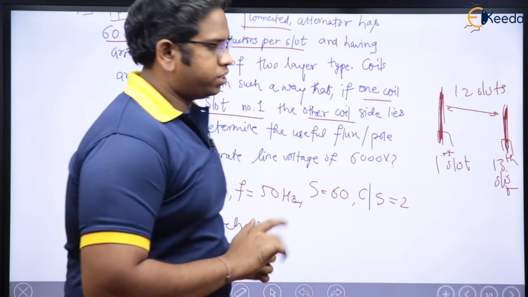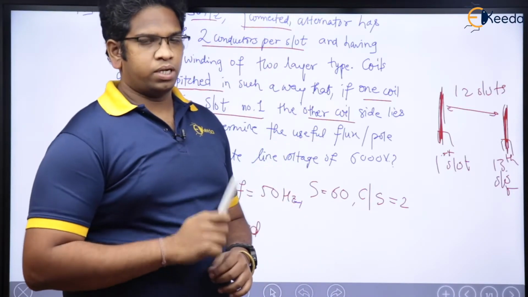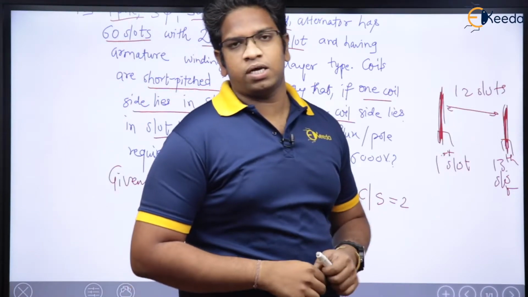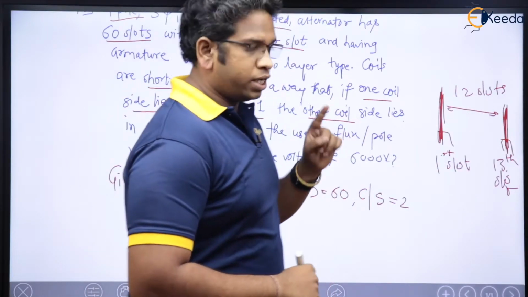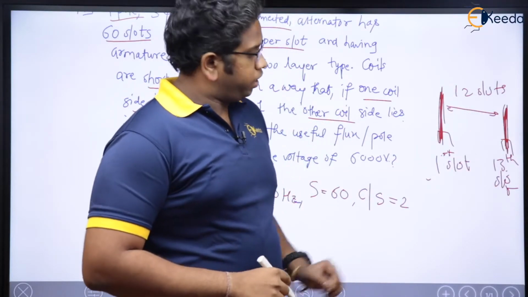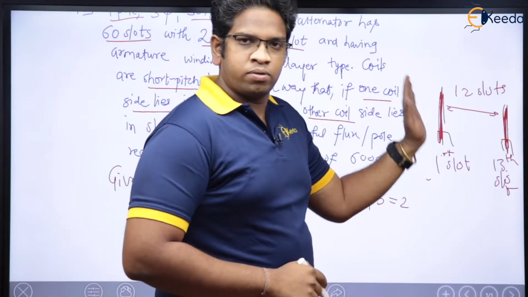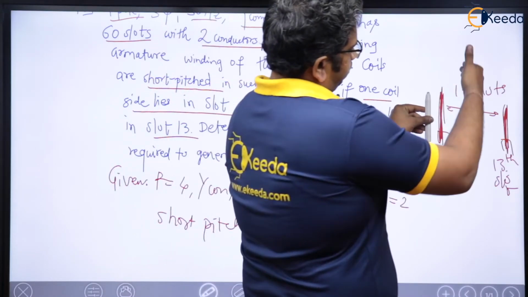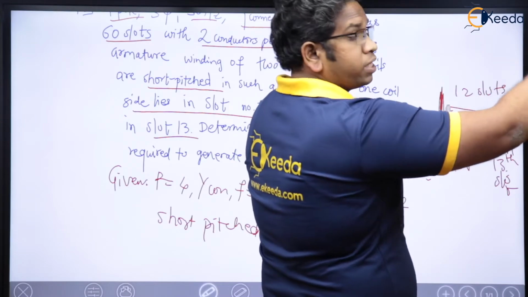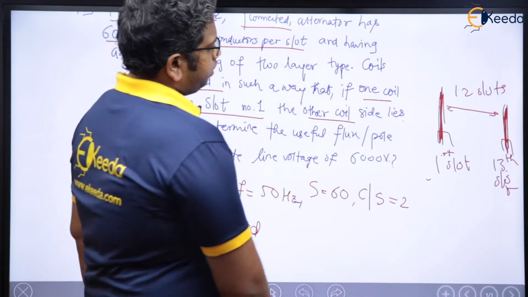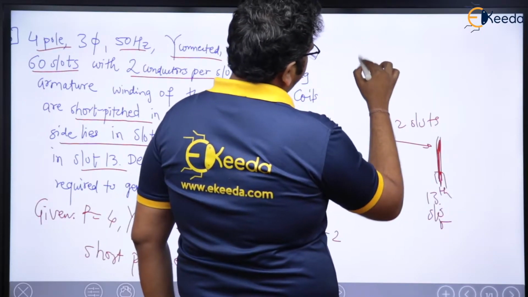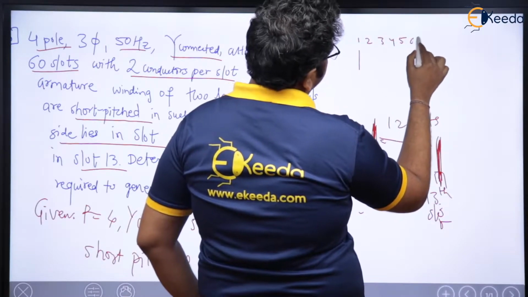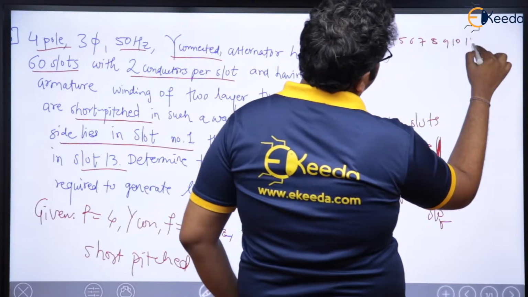See here, again, very easy. This is the side of the coil, for example. If I place this here, then after how many slots will I have to place the other side of the coil? After 12 slots, right? This is in first slot, this is in 13th slot. But the first slot is already gone. After the first slot, second, third, fourth, fifth, sixth, seventh, eighth, ninth, tenth, 13th slot. If you don't understand, let us take it this way. This is the first slot. After that, you have second, third, fourth, fifth, sixth, seventh, eighth, ninth, tenth, 11th, 12th, and 13th slot.